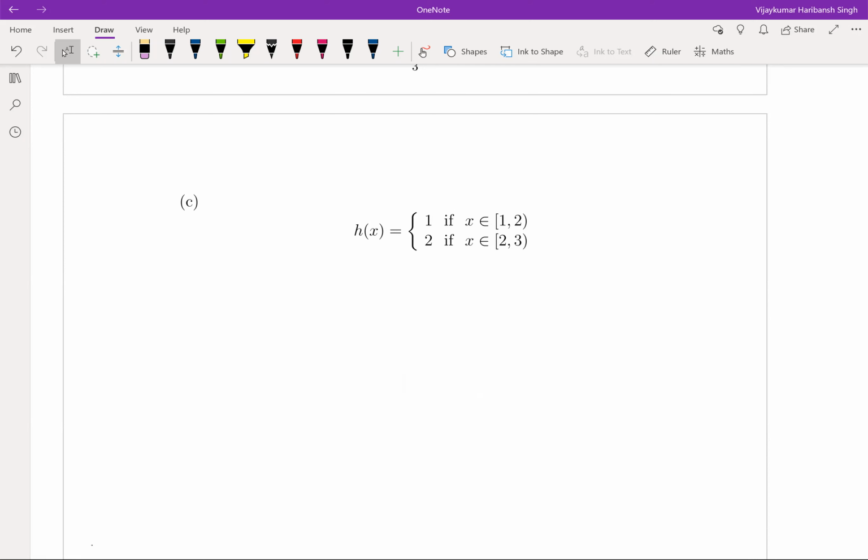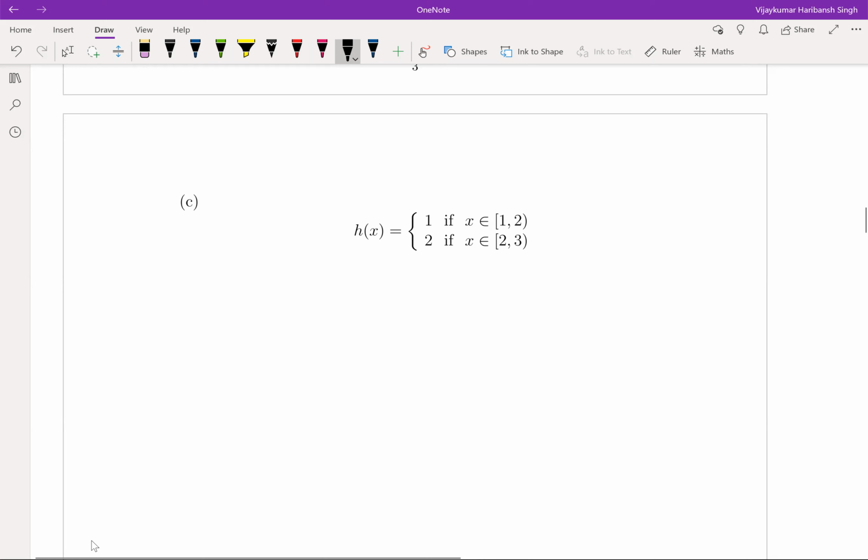So h of x is 1 if x belongs to this interval, and it's 2 if x belongs to this interval. Okay, so then the idea is, at what point is this function discontinuous? So let's first draw the graph of this function. How does the graph of this function look like?